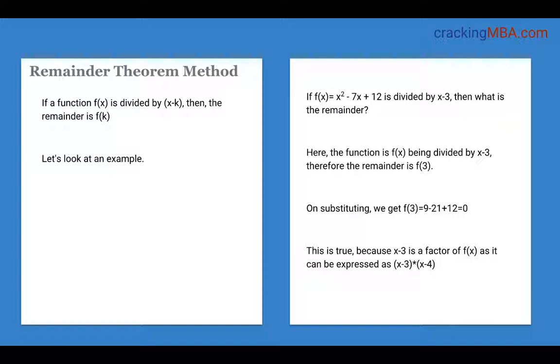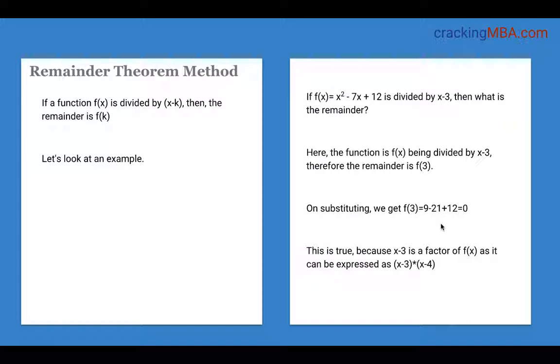Now let's look at an example. If f of x is equal to x squared minus 7x plus 12 and it is divided by x minus 3, what is the remainder? Here the function is f of x, and it is being divided by x minus 3, which is in the format stated on the left. So the remainder is nothing but f of 3. Just substitute the value of 3, and you will get the remainder.